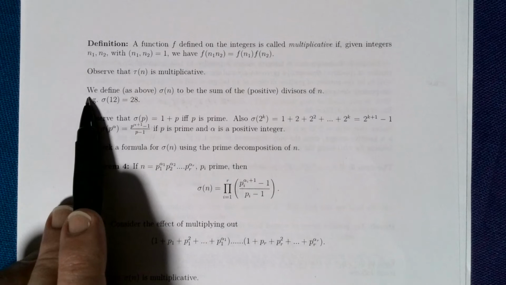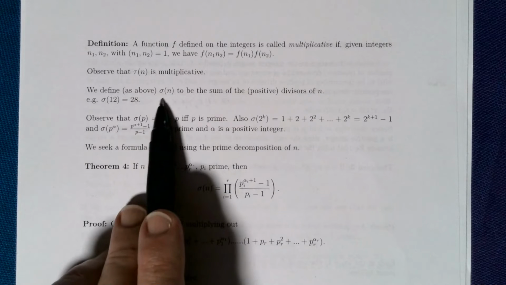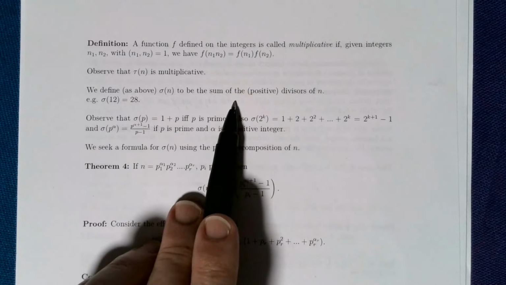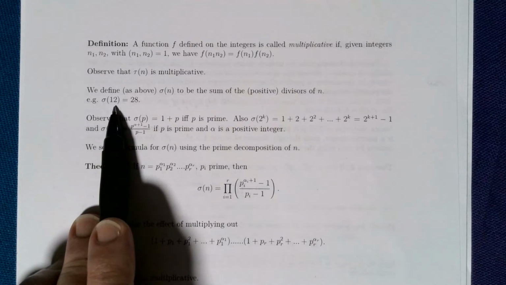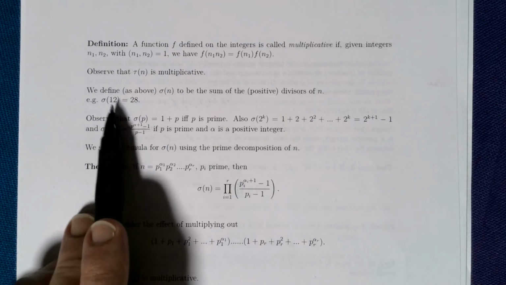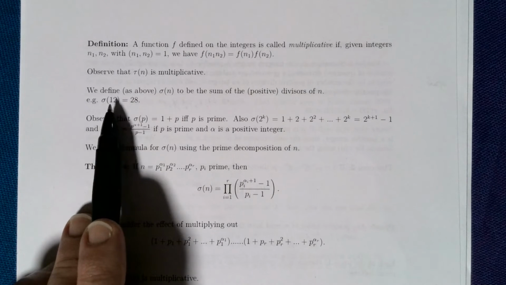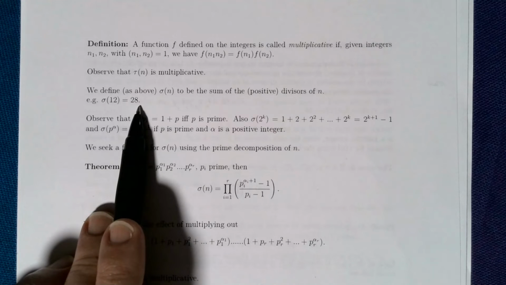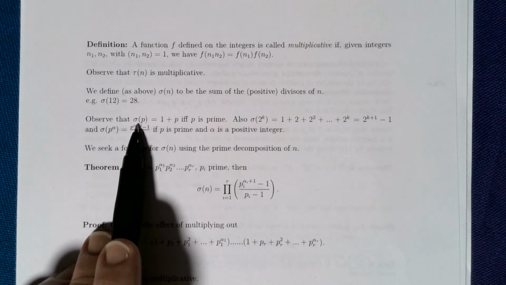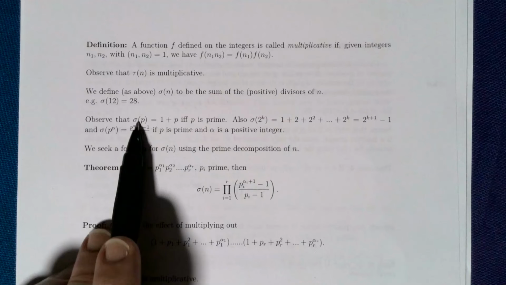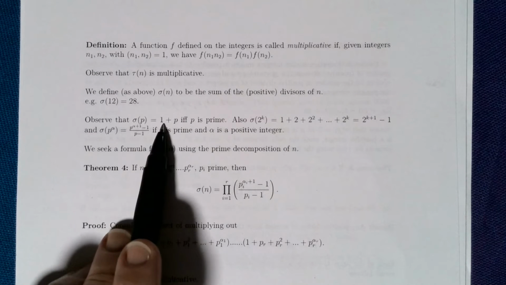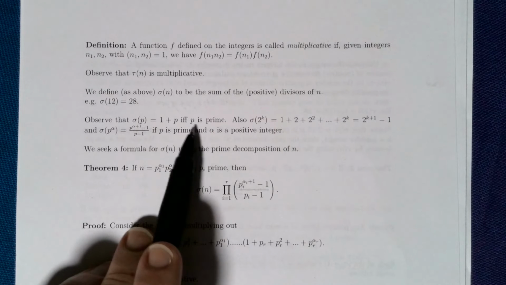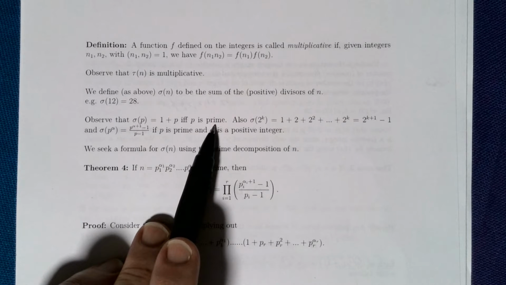Now what about sigma of n? Sigma of n we're going to define to be the sum of the divisors of n. As we saw before, sigma of 12 is 28. So we add up 1 plus 2 plus 3 plus 4 plus 6 plus 12, you get 28. And again, we start off by looking at what sigma does to prime numbers. Well, if it's prime, it's only got two factors, 1 and p, so sigma of p is 1 plus p. And that turns out to be true if and only if p is prime.